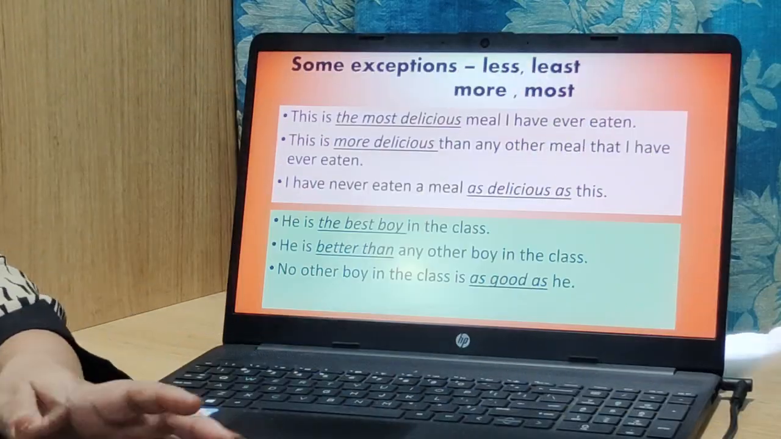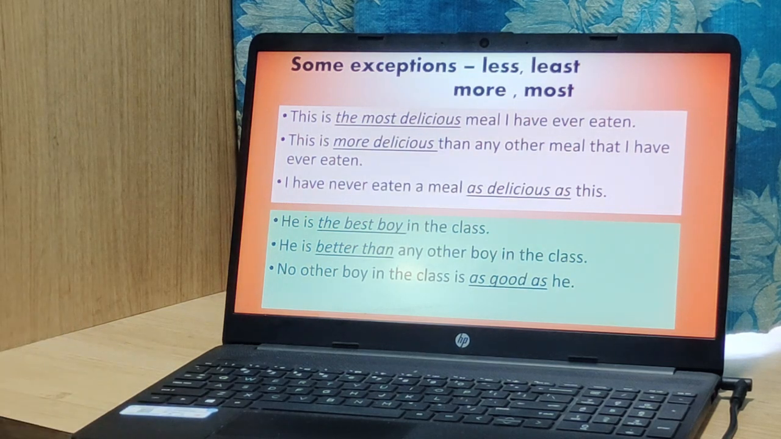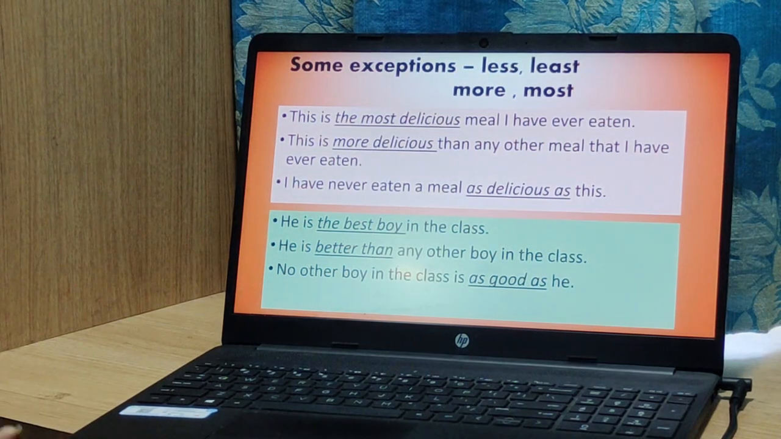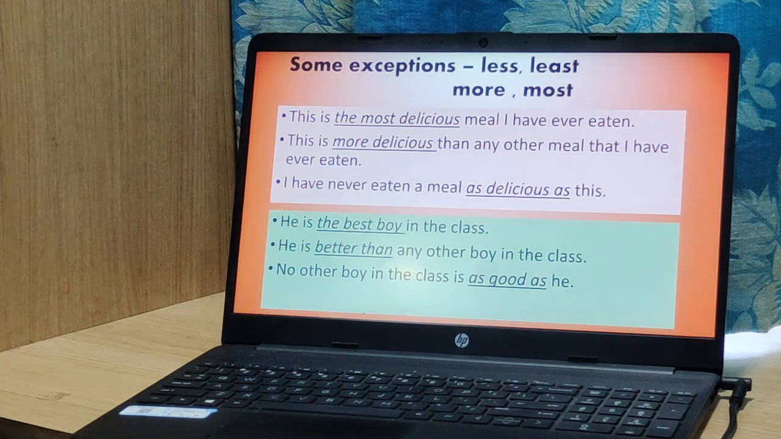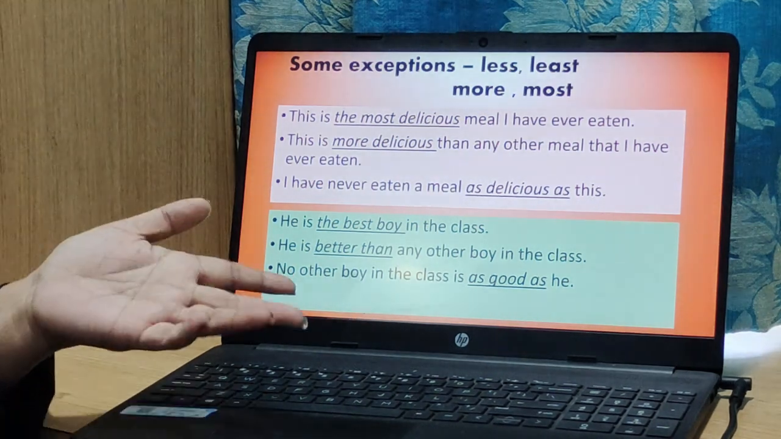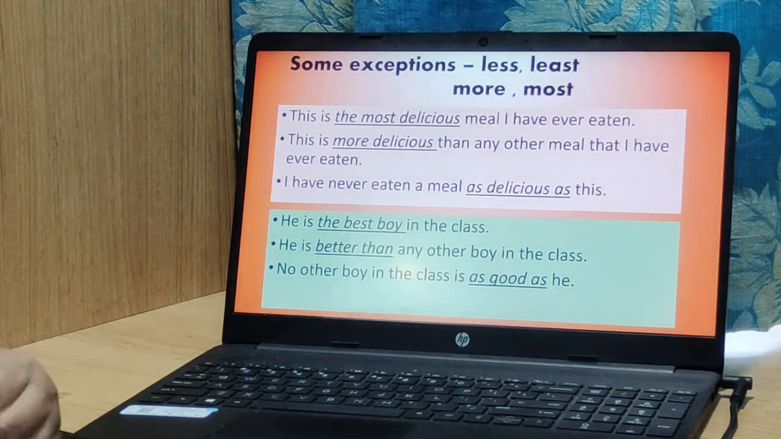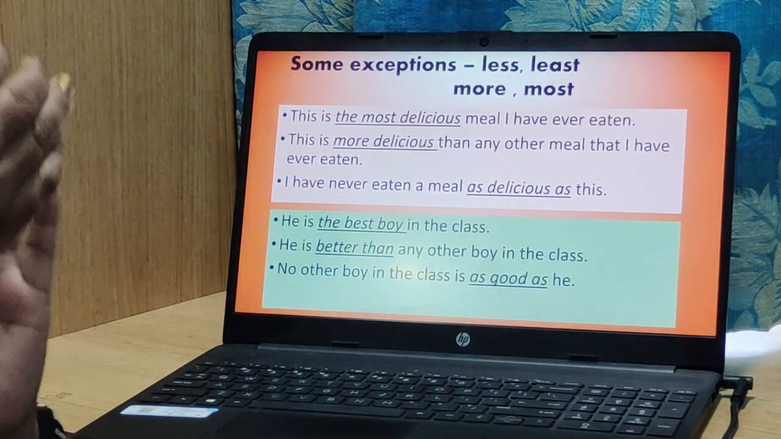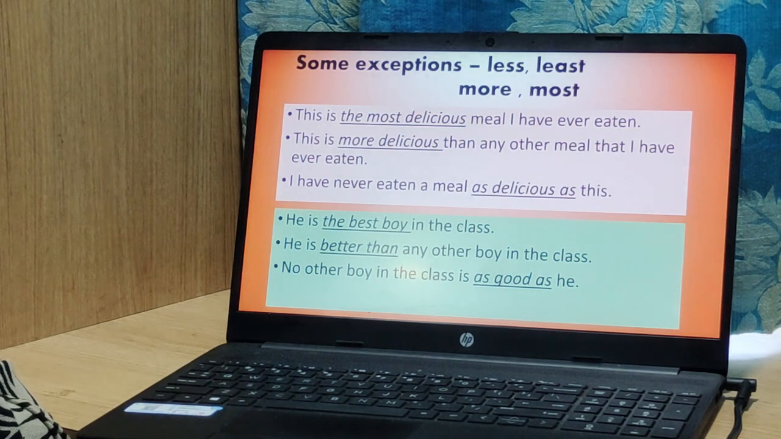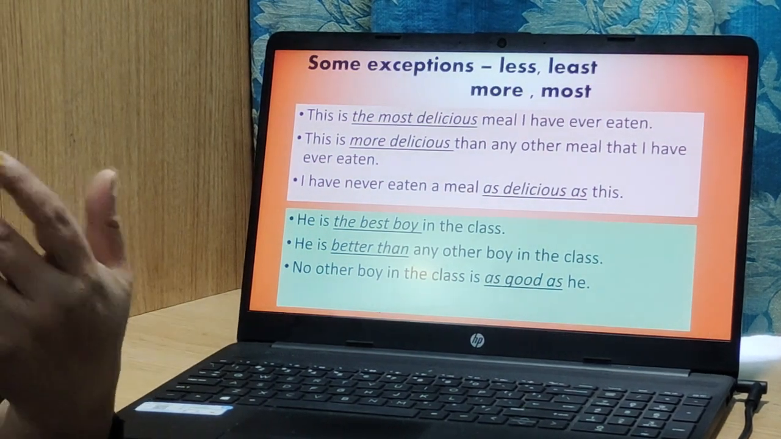Now let us focus on the other sentence, like "He is the best boy in the class." So it will again be good, better, best. So how will we write it down? He is better than any other boy in the class, and no other boy in the class is as good as he. So the base form, formula number 1 and formula number 2 remain the same.